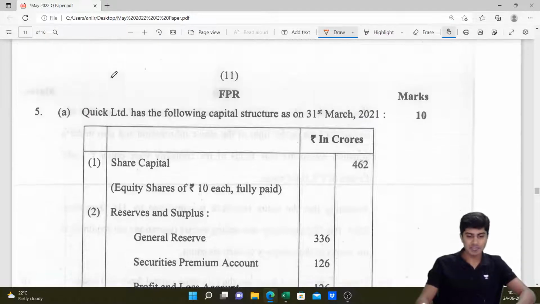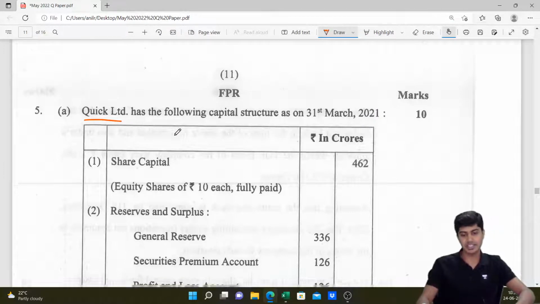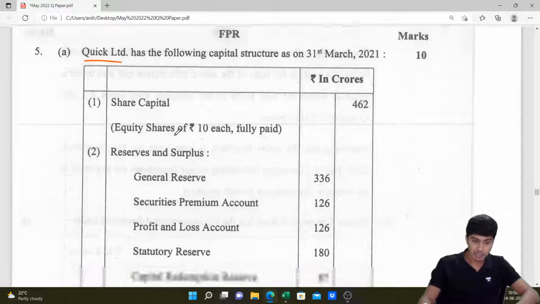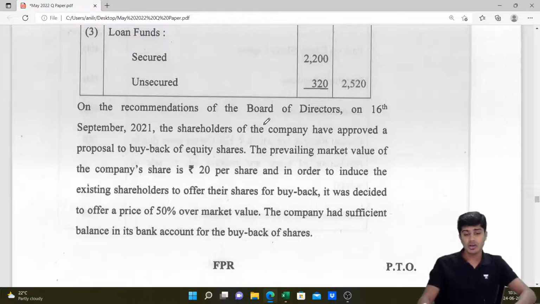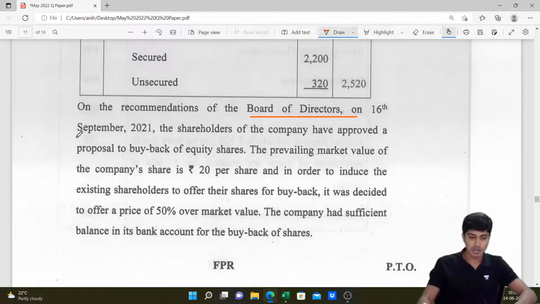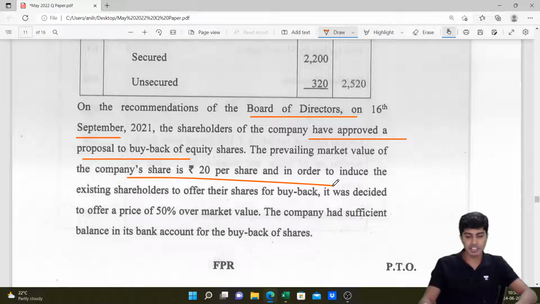Quick Limited has the following capital structure as on 31st of March 2021. Share capital is given, reserves and surplus given, lot of things given. On the recommendation of the board of directors on 16th September 2021, shareholders of the company have approved a proposal to buy back the equity shares. The prevailing market price of the share is 20.